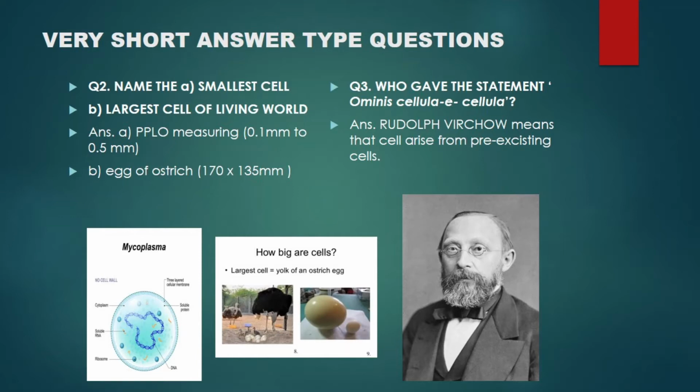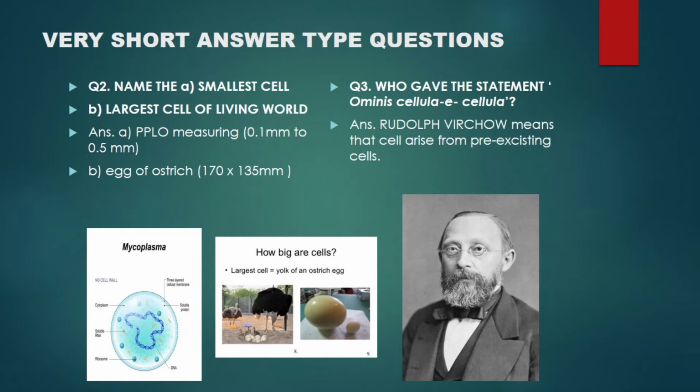Okay, and coming to the second option, B, the largest cell of the living world, that is the egg of an ostrich. You have all studied this already in GK, so you will be knowing this answer. It is about 170 into 135 mm. You can see the mycoplasma structure picture in the diagram shown here, and you can see the ostrich egg, how big it is compared to a normal chicken egg. Okay, so this is the answer.